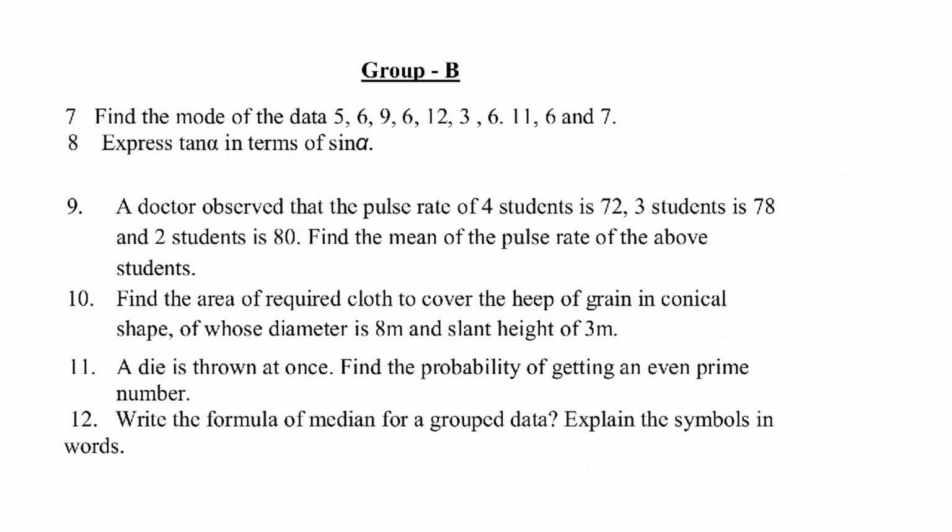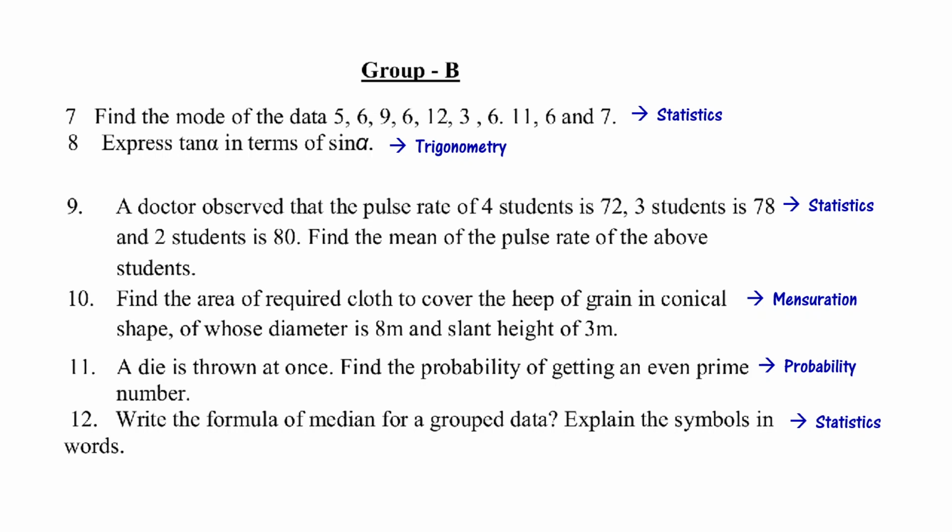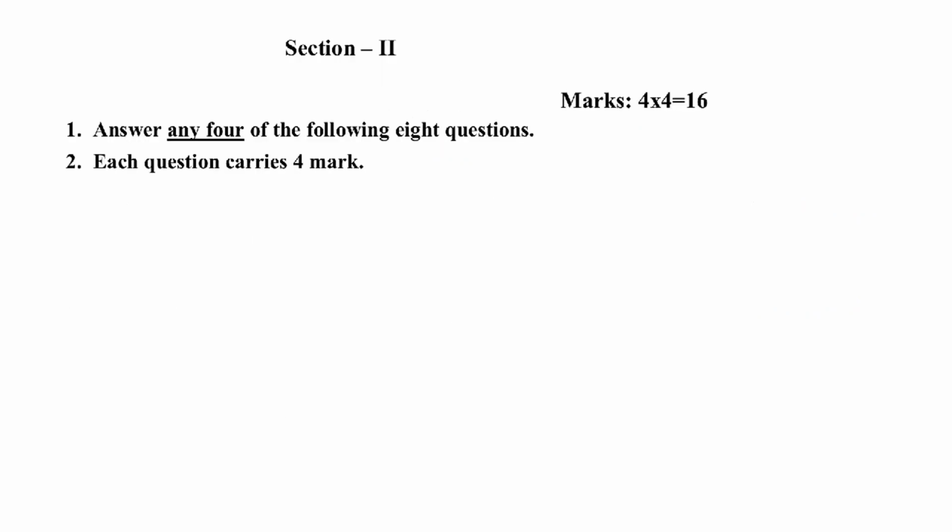You have 6 questions again, from question number 7 to 12. Out of that, you have to write only 3 questions. The first one is from statistics. The next one is from trigonometry. The third one is from statistics. The fourth is from mensuration. The fifth is from probability. And the sixth is from the statistics chapter. Out of these 6, if you write 3 questions, you will get 6 marks. Right? Now let's see section 2.